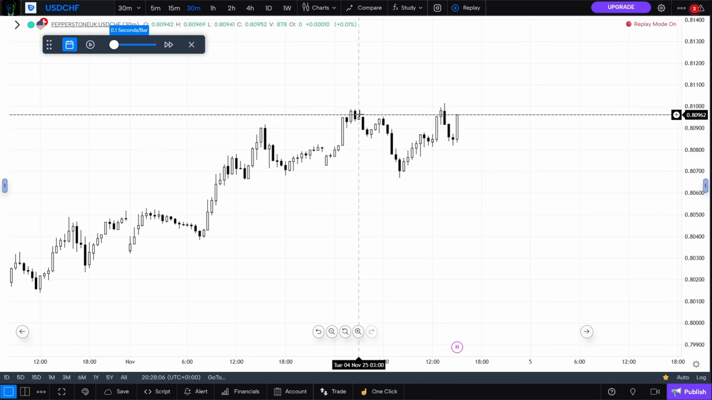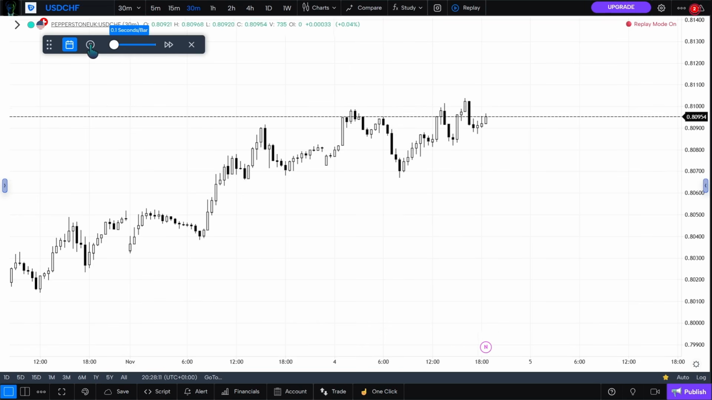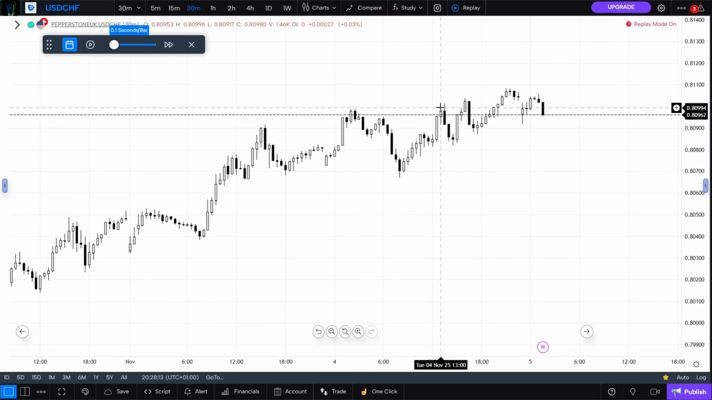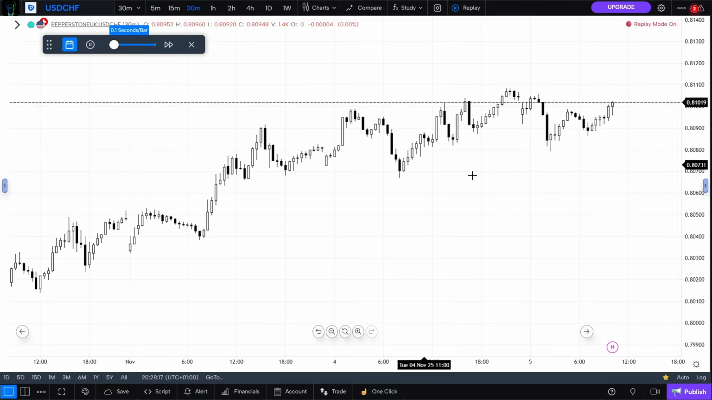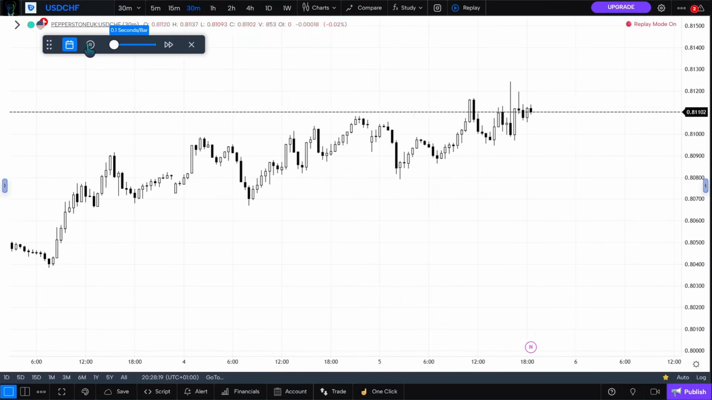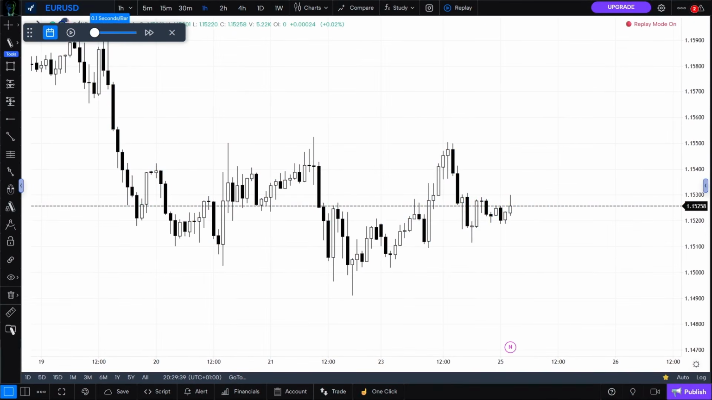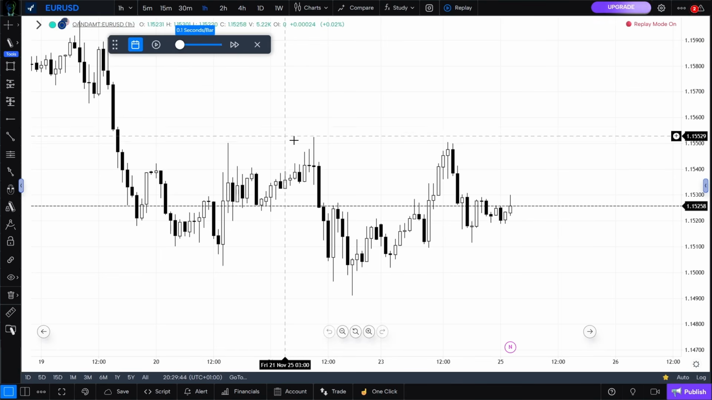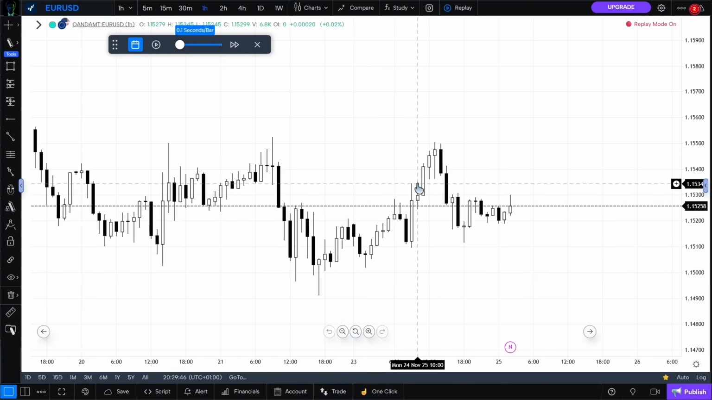Broke structure, made a new high, came back down again. Now it's going up, right? Let's see if it's going to continue going up. Kept going up, made a new high again. All right. So far, so good. We are in a bullish structure. In this example, we're going to look into Euro USD on the 1 hour time frame. All right. So let us see what happens next.